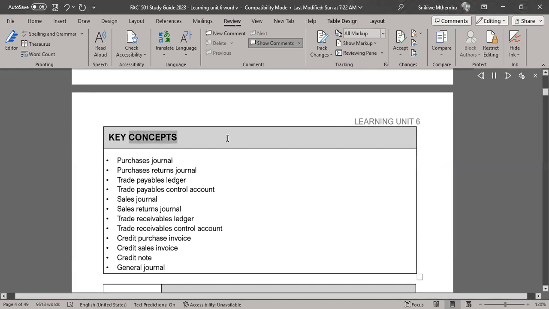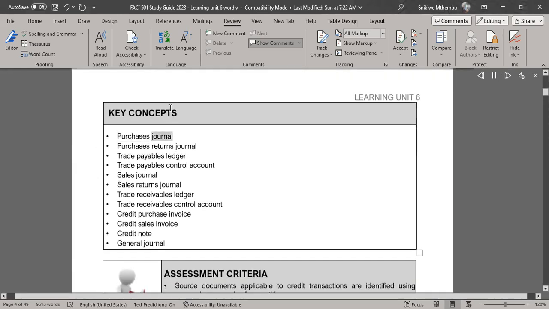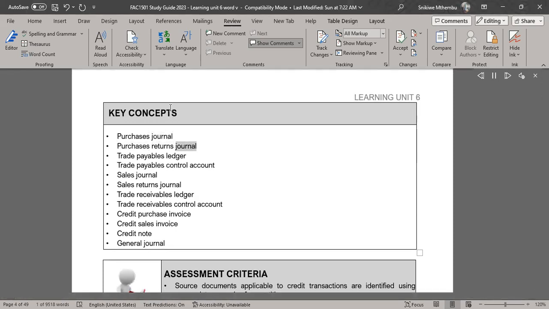Key concepts. Purchases journal. Purchases returns journal. Trade payables ledger. Trade payables control account. Sales journal. Sales returns journal. Trade receivables ledger. Trade receivables control account. Credit purchase invoice. Credit sales invoice. Credit note.